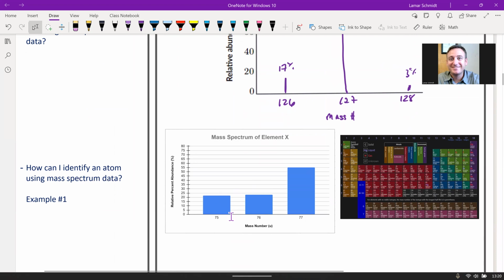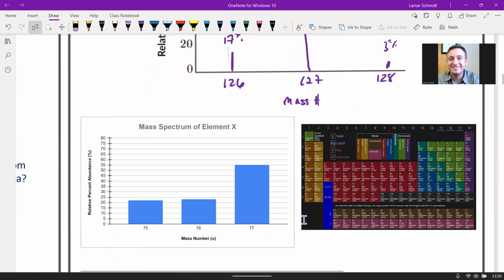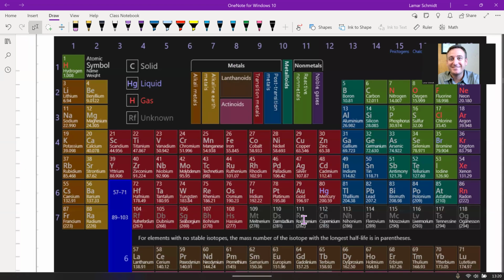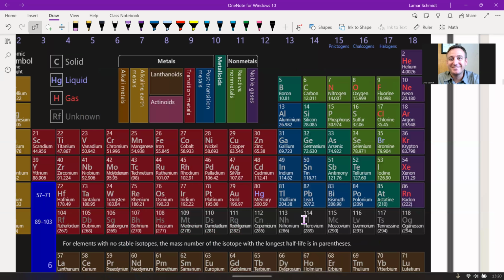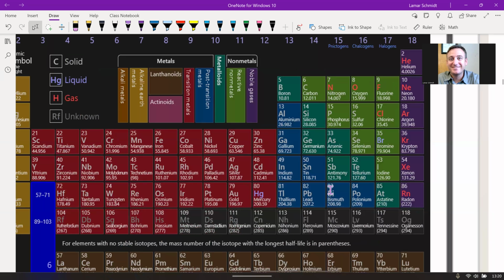So let's look at this one. It says, how can I identify an atom using the mass spectrum? So I want to identify what element I have here. Do you see this? Now, there are some big honking clues on this. Notice what the mass numbers are: 75, 76, 77. Now I'm going to take you to the periodic table, and I want you to find 75, 76, 77. Where do we find elements?